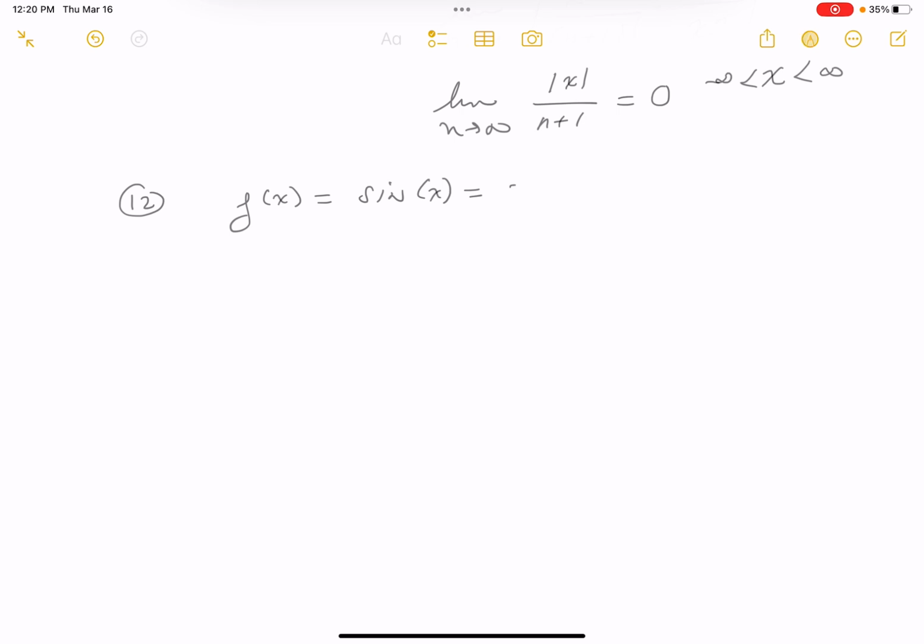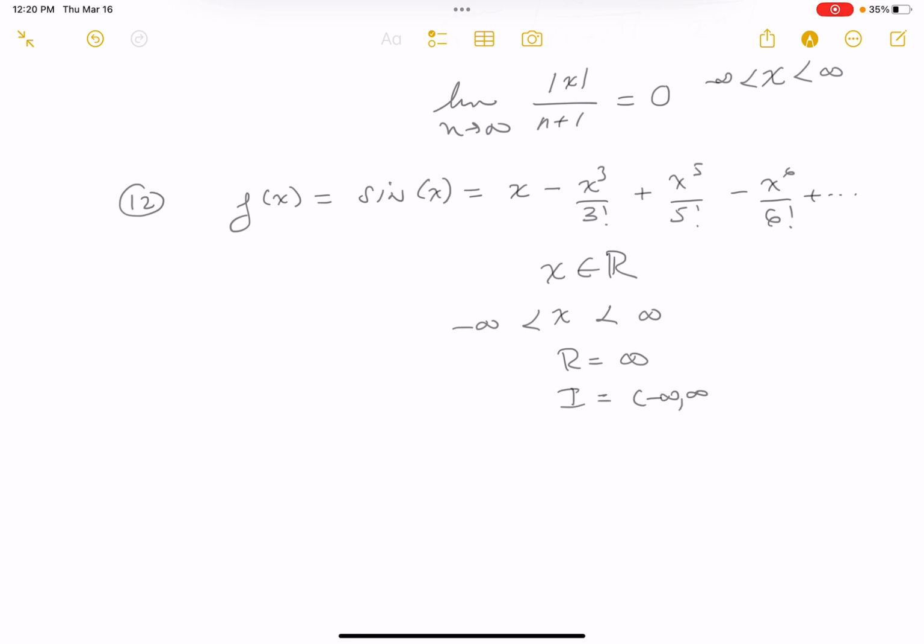So it's going to be x minus x cubed over 3 factorial plus x to the 5th over 5 factorial minus x to the 6th over 6 factorial, and so on. And this, just from memory, I'm going to say the x can be any real number, which means x is between minus infinity and infinity, all right? So it means the radius is infinite, and the interval for this thing is going to be from minus infinity to infinity, all right?